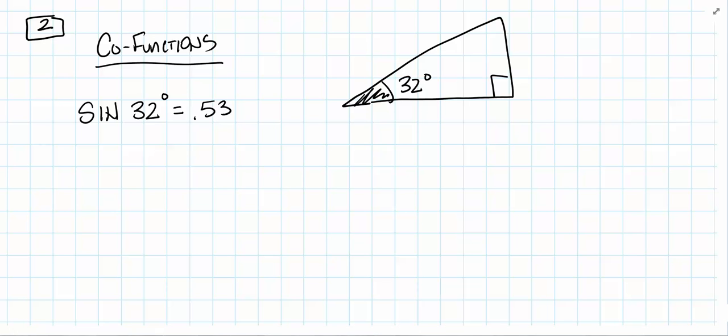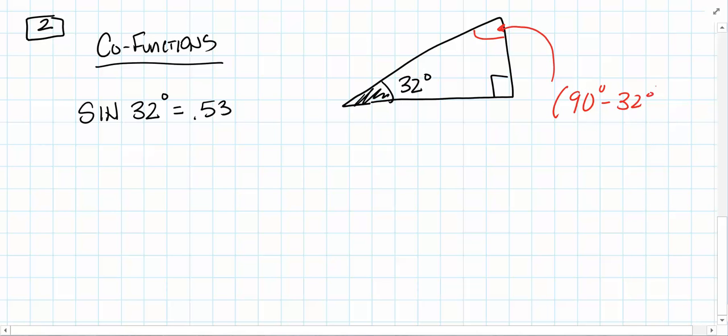Okay. All right. Now, since I'm dealing with a right triangle here, what is the measure of this angle right here? 58. How'd you get 58? 90 minus the other angle, right? Yeah, because this angle is 90. This is 32, so this has to be 90 minus 32, which is 58, right? So that means that this angle here and this angle here together add up to 90 degrees.